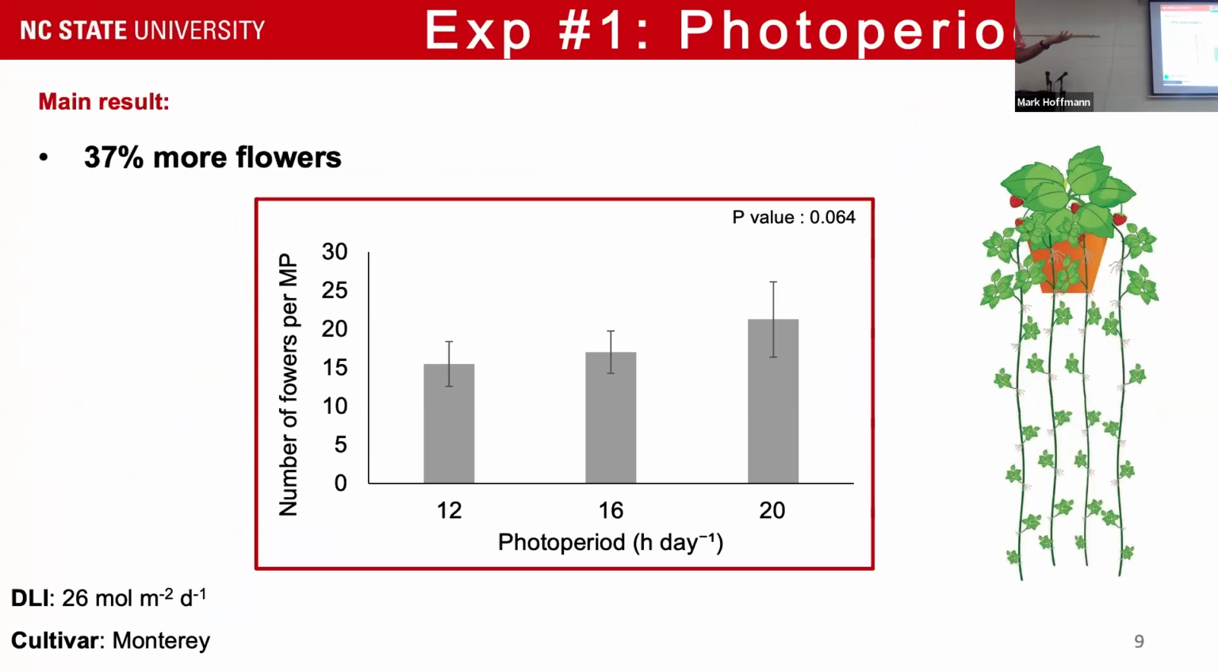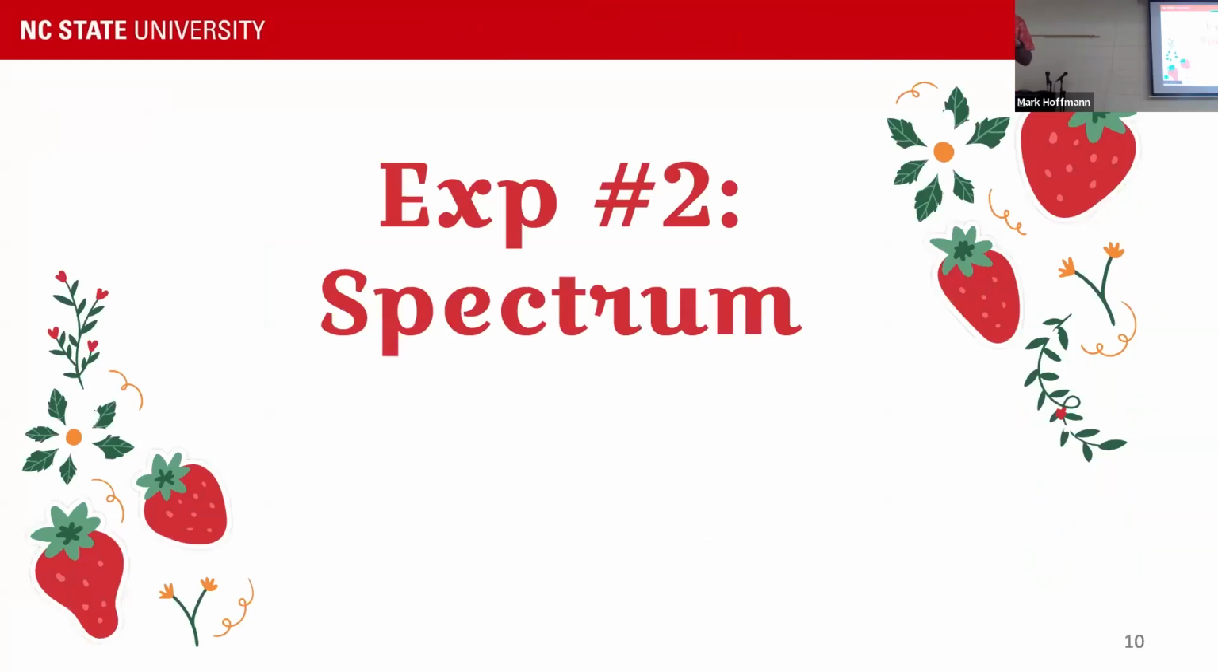This is the number of flowers that we picked over the mother plant, the cumulative number over the weeks. And we saw that on the higher photoperiod, we have a slightly higher number of flowers, around 15 to 20, all of them, but it was not significantly different.